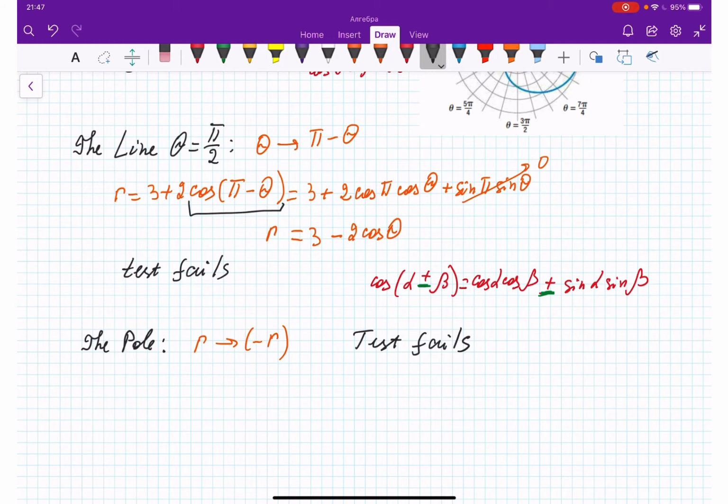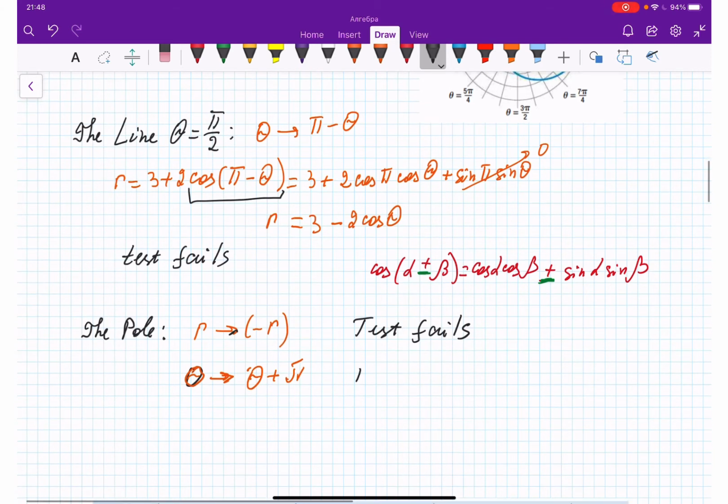So, and here we are testing symmetry to the origin, right? This is symmetry to the origin. r we replaced with negative r, or theta we replace with theta plus pi. All right. With theta plus pi, and we'll see that the test will fail yet again. You won't get the same result.